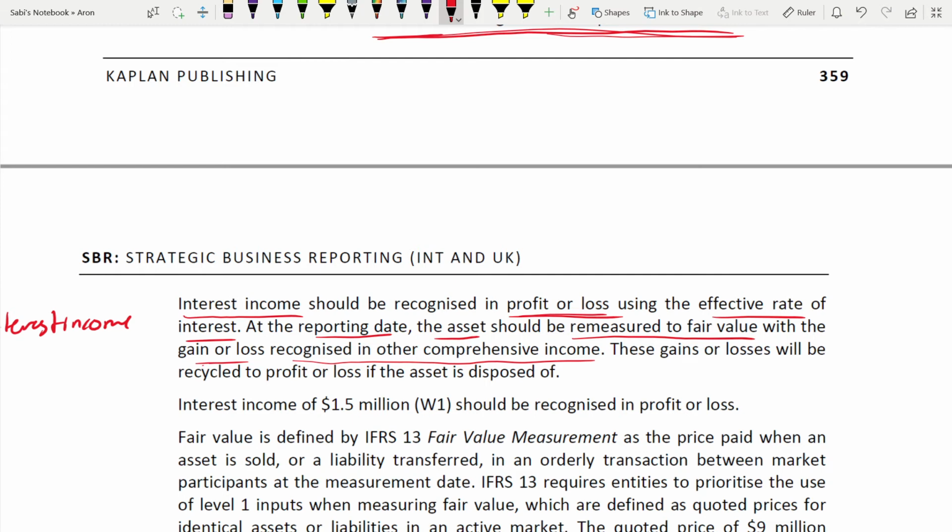But at the end, again, you have to remeasure it to fair value, no? Because fair value will keep changing. So that's why remeasure. And gain and loss will go to other comprehensive income, because when you change to fair value, definitely some gain or loss. It will go up, it might go down. So this gain or loss will be recycled to profit and loss if the asset is disposed of. Remember, when you're disposing the bond at the end, whatever the gains and losses there are in other comprehensive income will be put to profit and loss. Okay, it will be recycled.